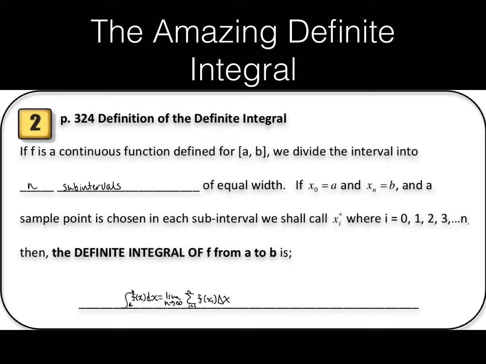Then the definite integral of f from a to b is the integral from a to b of f of x dx equals the limit as n approaches infinity of the summation, i equals 1 to n, of f of x sub i delta x.